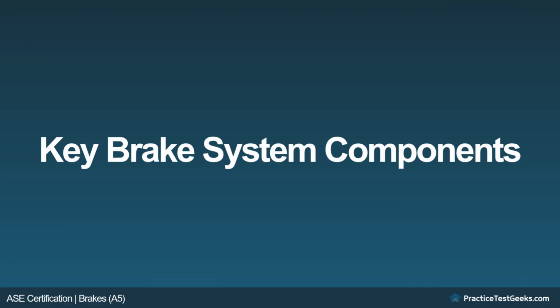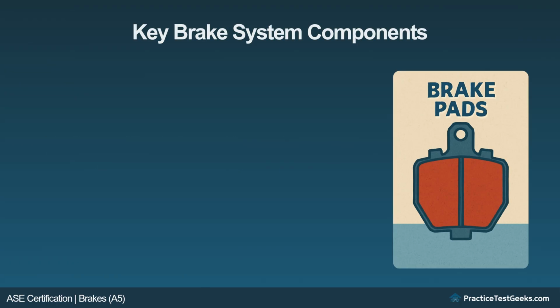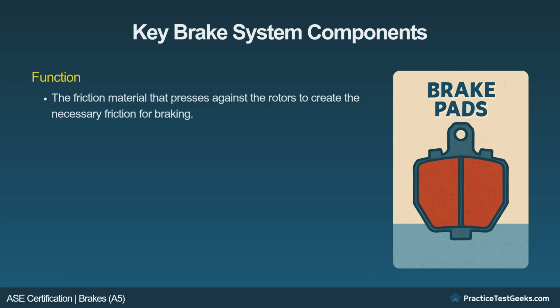Understanding the function of each individual component is key to diagnosing brake issues and performing repairs. Let's take a closer look at the primary components of both disc and drum brake systems. Brake pads. Function. Brake pads are the friction material that presses against the rotors to create the necessary friction for braking. Types of brake pads.